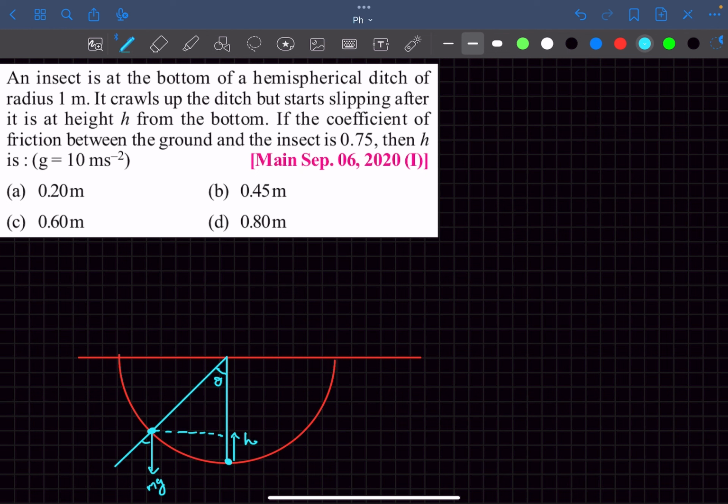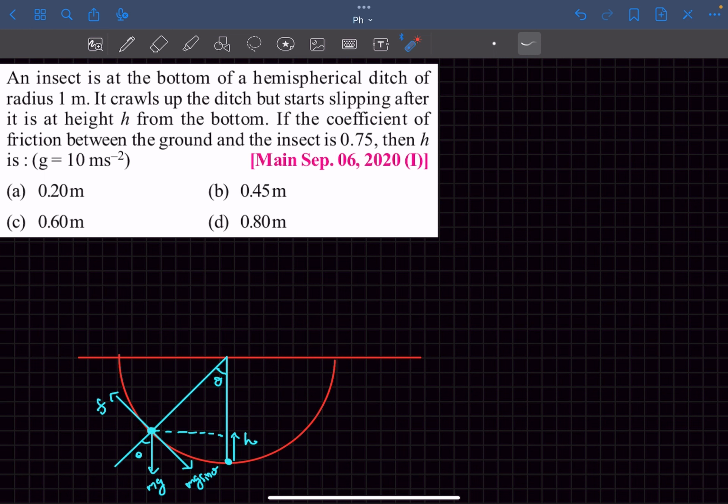As this is theta, the tangential component of this force is going to be mg sin theta. The insect would not slip if the friction force acting on its body is equal to this mg sin theta. But the moment this friction force is not enough to support this mg sin theta, this insect would start to slip. Now we know this friction force clearly has its limit, right?